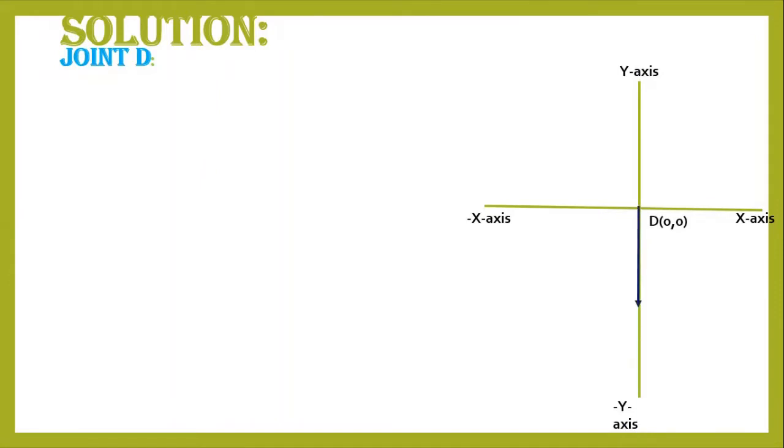There is one member force acting downward, that is FDC. Then there is FDE, the horizontal one, acting directly on the minus x-axis. And there is another inclined force, the first inclined force, which we are going to solve. This length is 4. This length is 3.